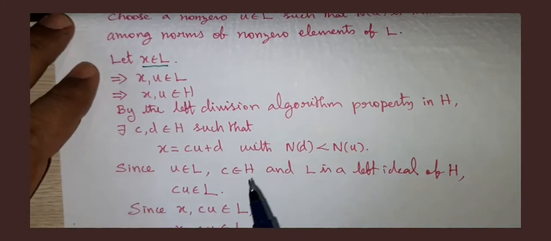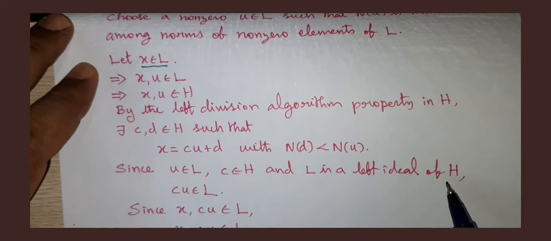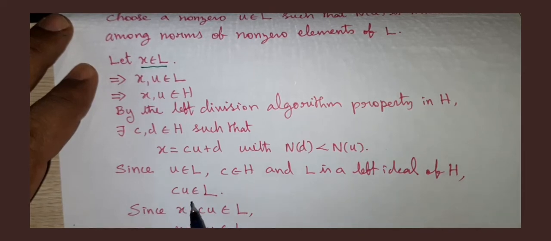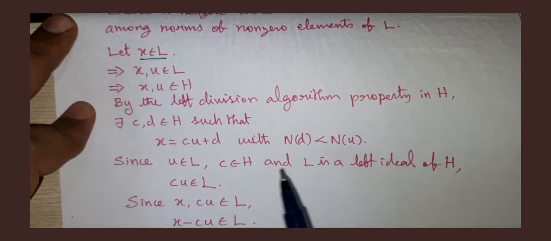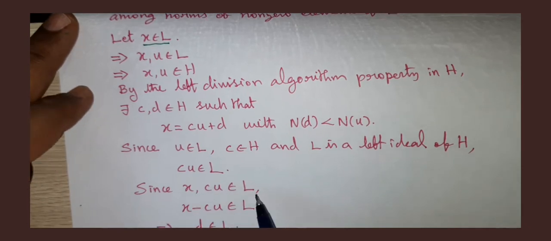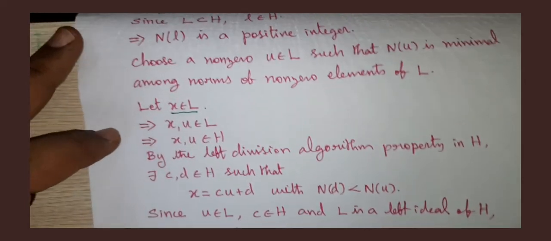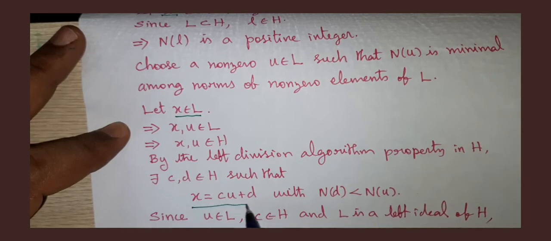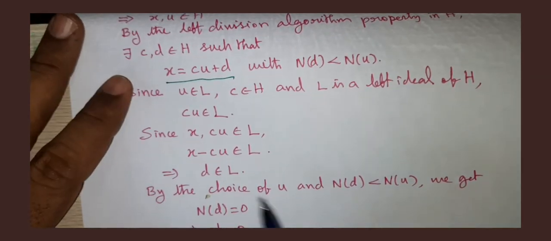Okay. Now U belongs to L, C belongs to H, and L is a left ideal of H, that puts Cu in L. So Cu is an element of L. Already X is in L. Now Cu is in L. Because these are in L, the difference is also in L, because it is an ideal. But what is X minus Cu? From this, X minus Cu is simply D. So we get D belongs to L.